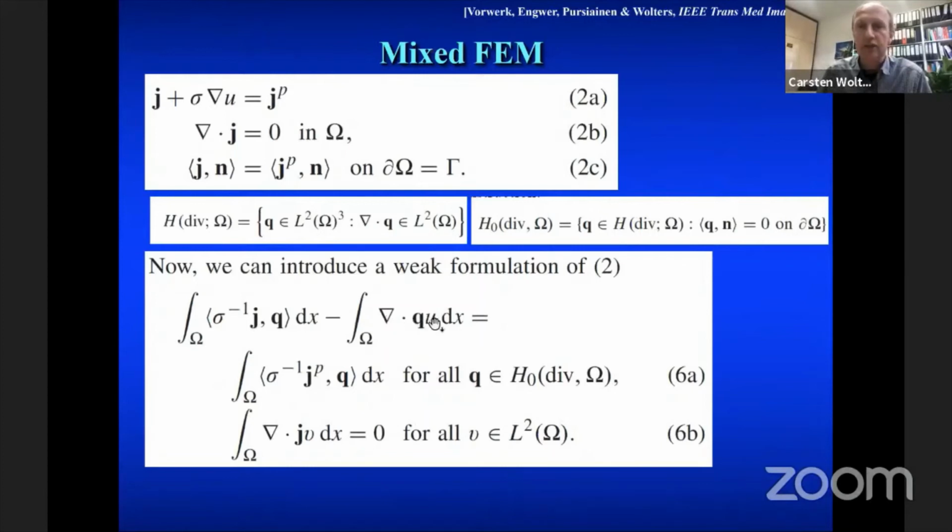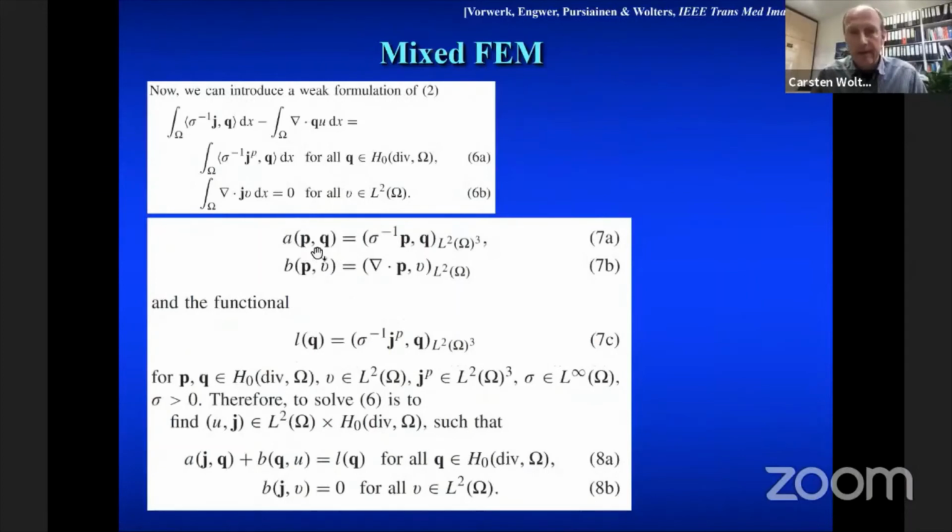So it's the divergence of the test function times u, and then the right-hand side, sigma minus 1 JP, comma q, for all test functions from H0 diff. And for the second equation, the divergence of J times the test function, which is now a scalar test function from L2, has to be identical to 0. If this is done, then bilinear forms and right-hand side functionals can be formulated. So we have two bilinear forms, A and B, for the different aspects that have been derived here. And the problem is now that we want to find solutions for the potential U and the current density J, where U is in L2 and J is in H0 diff, so that these two equations are fulfilled for all test functions.